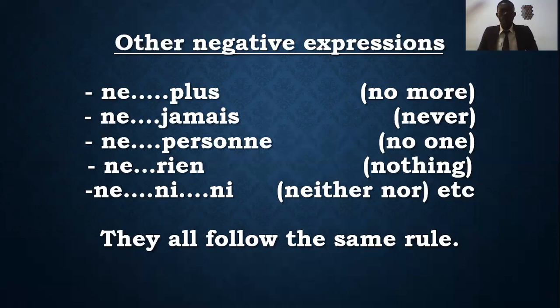Ne personne. The verb should be in the middle. No one. Ne rien. Nothing in English. Ne point. Ne ni ni.